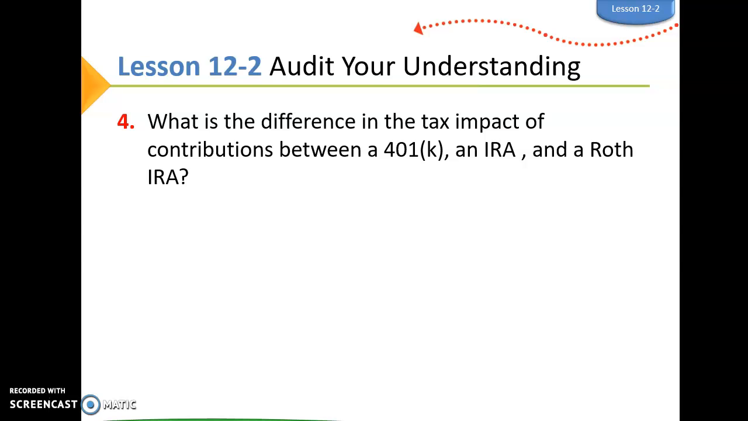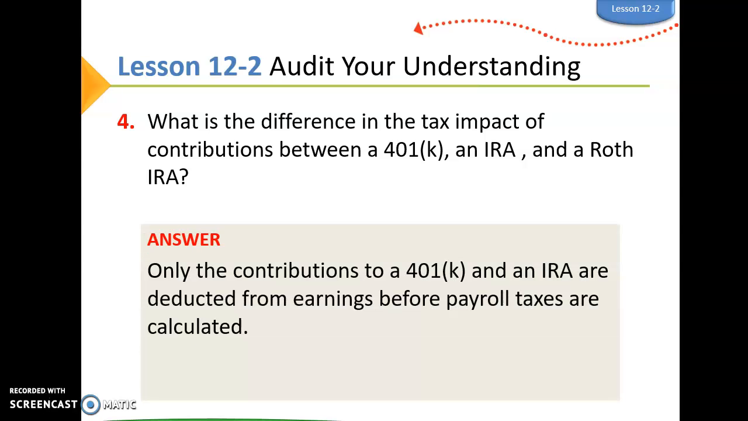What is the difference in the tax impact of contributions between a 401k, an IRA, and a Roth? Only contributions to a 401k and an IRA are deducted from earnings before payroll taxes. What that means is, let's say I made $1,000 and I'm putting $100 into my 401k and $100 in my IRA. They would take that off the $1,000 before any of my payroll taxes are calculated. So you get that tax benefit. You don't have to pay taxes on that money. So that's why that is pre-taxed.